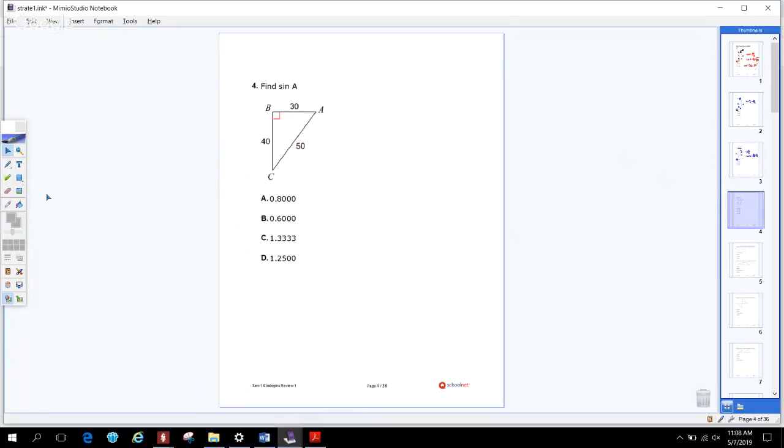Next, here it says find sine A. A is our theta. Again, we want sine, so we're going to label our hypotenuse, our opposite, and our adjacent. Because sine is opposite over hypotenuse, I've got the sine of A equals my opposite 40 over my hypotenuse, which is 50, which when you divide, you would get 0.8.